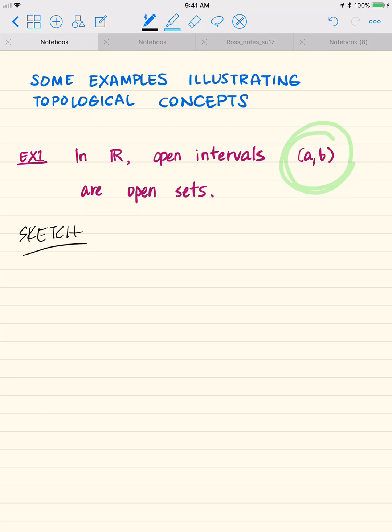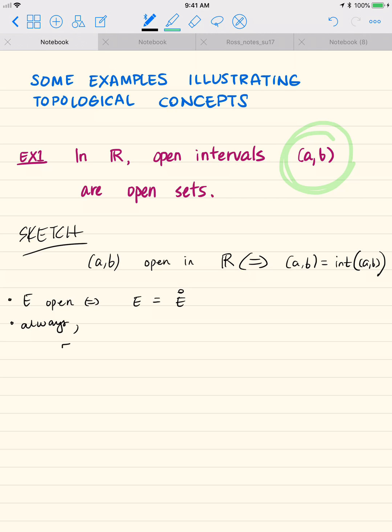So suppose I have an open interval (a, b). This interval is open in R if and only if it is equal to its interior, right? And what does it mean to be equal to its interior? Remember, E is open if and only if E is equal to its interior. And we know that always the interior of a set is contained in the set. So if we want to show that E is open, this is true if and only if E is a subset of its interior.